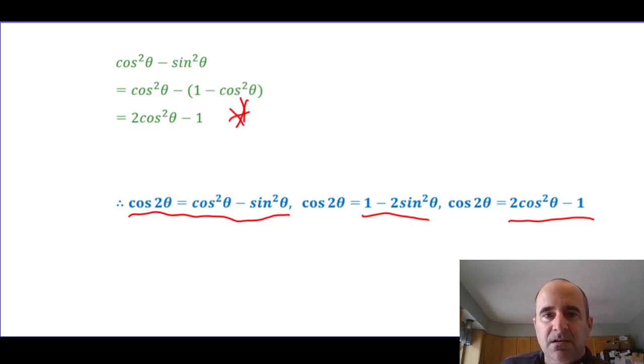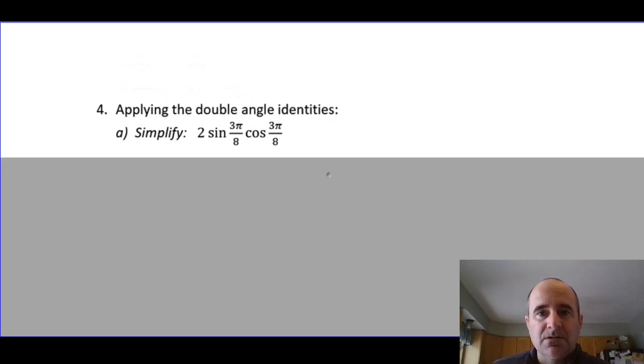You might end up memorizing them all just because you use them enough, but if you have one of them, you can always get the other two just by replacing cos squared theta or sine squared theta with whatever you want. And we'll use different ones at different times depending on what we're doing. Next, we'll look at a simple example of using the double angle identities. I think the real use for double angle identities is when we're solving trig equations, and we're going to cover that shortly in this course. But for now, we'll look at a few things you could do.